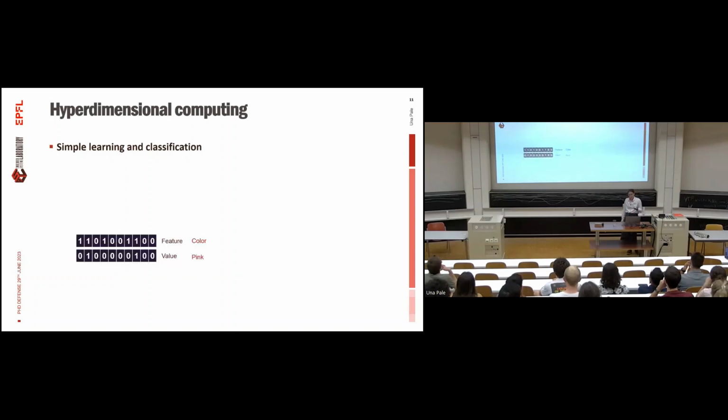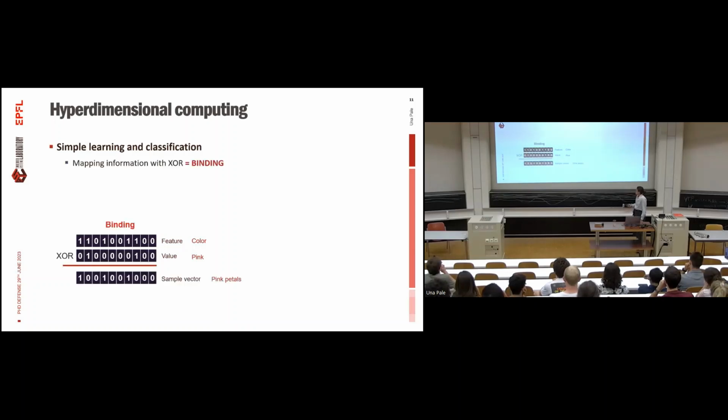So for example, several basic operations will be presented now. If we want to say that a certain feature has a certain value, for example, that the color is pink, usually we have one vector that represents the feature called color and one vector representing the value pink. And then with binary vectors, we XOR them. So we bitwise XOR every position. XOR means exclusive or, it will be 1 only if one of the numbers is 1.